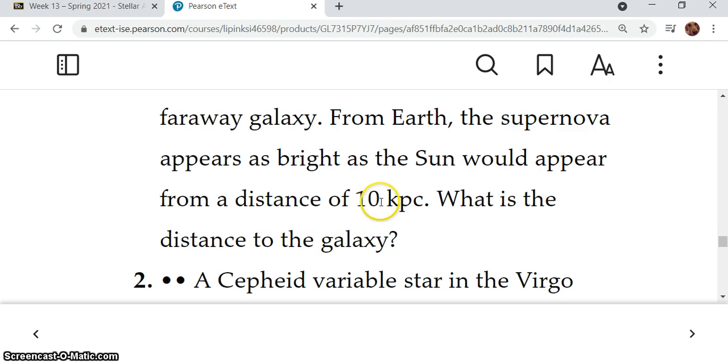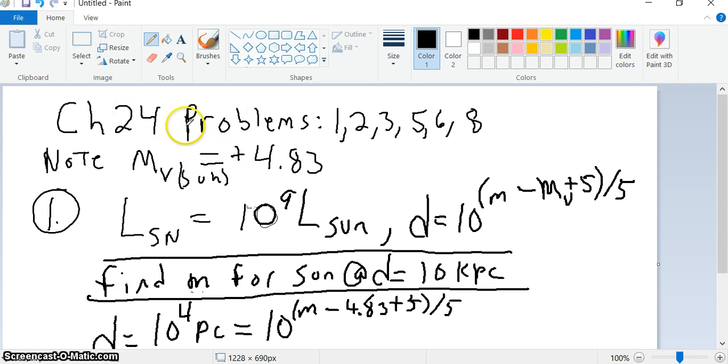So, 10 kiloparsecs would still be within our galaxy. So what would a star that had the exact same absolute magnitude as the sun, what would its apparent magnitude look like from 10 kiloparsecs? That's what we're going to concentrate on first. These are the problems that we're going to do from chapter 24. I'm just covering the ones that are assigned for homework, and these are just sample problems. So number 1, number 2, 3, 5, 6, and 8.